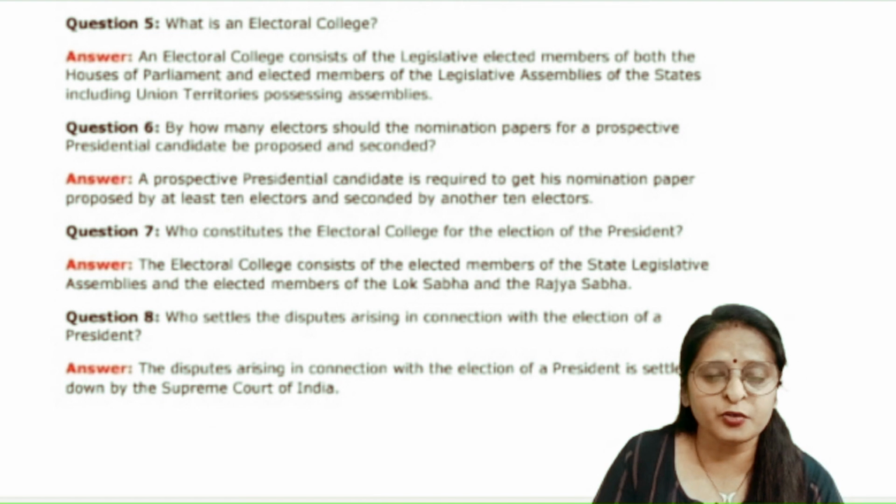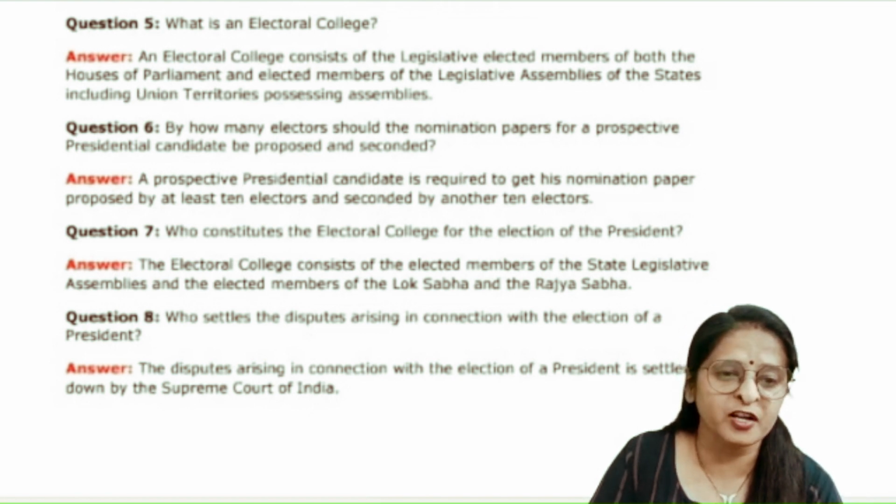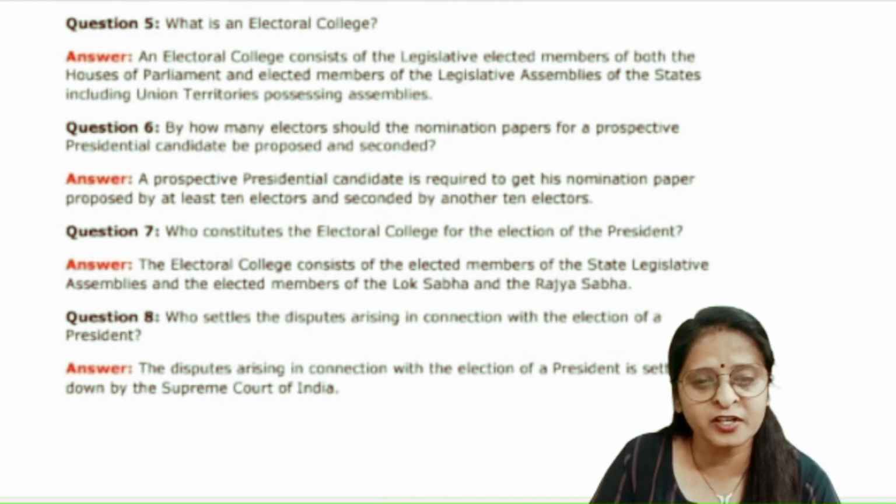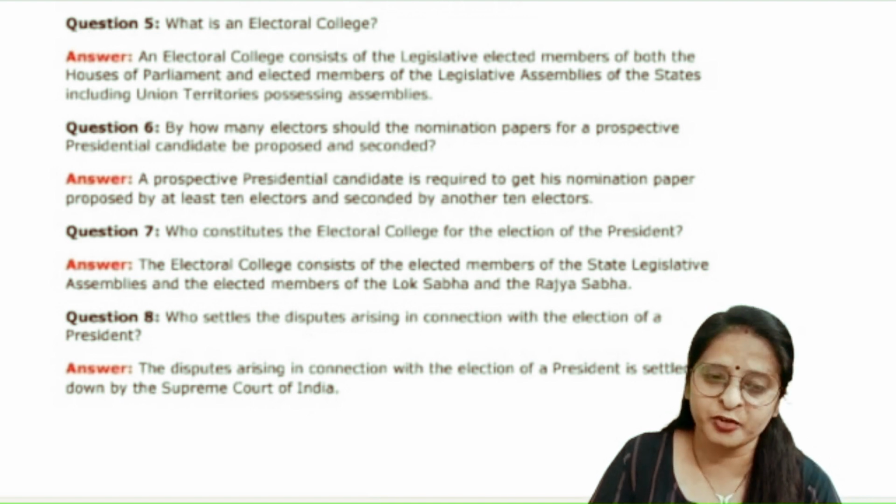What is an electoral college? An electoral college consists of the elected members of both the houses of Parliament and elected members of the legislative assemblies of the states, including union territories possessing assemblies.